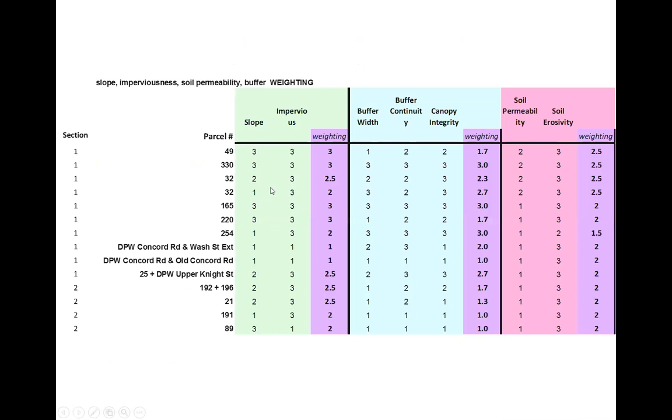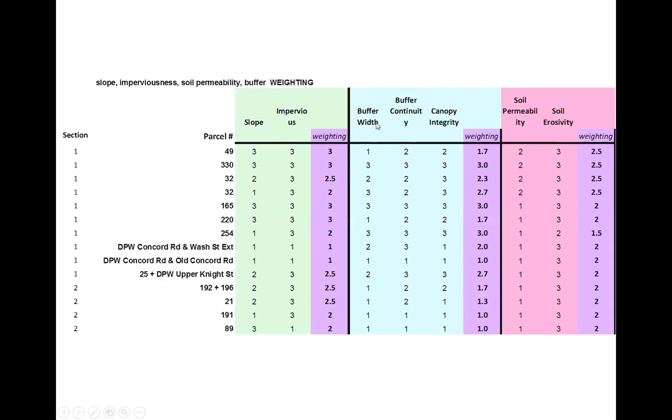And so this is just an example. This is just a screenshot of a spreadsheet. These are the parcel numbers, and then we were looking at the three primary factors: slope and imperviousness, as you know from the TR-55, are related factors that really give us a runoff impact of the site, and thus it can weight. If we find non-point source pollution, it can definitely weight it one way or the other.